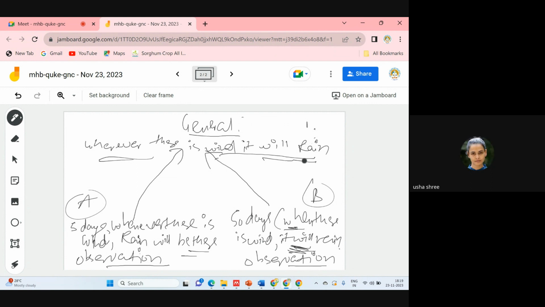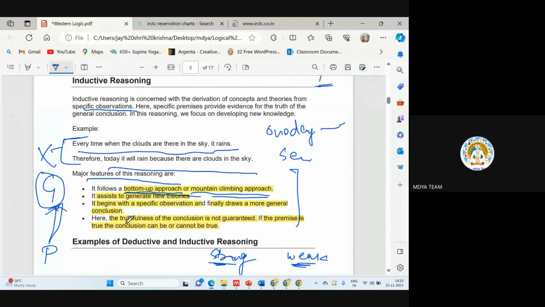No. Okay. So that is what I want to explain: no matter how many observations you make, you cannot guarantee this general statement. So that's why it is written here, truthfulness of conclusion is not guaranteed. If the premise is true, the conclusion can be or cannot be true.